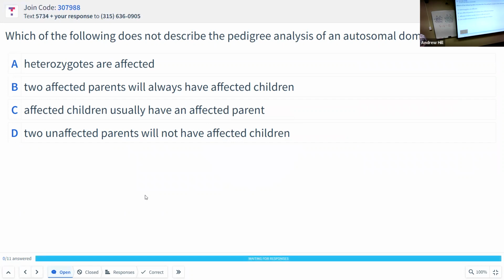Which of the following does not describe the pedigree analysis of an autosomal dominant disorder?